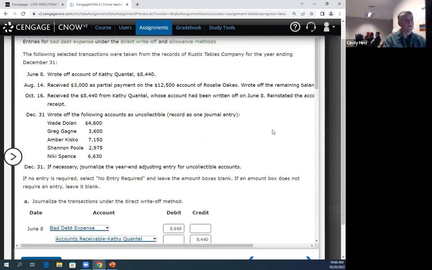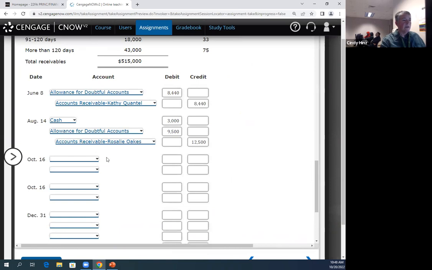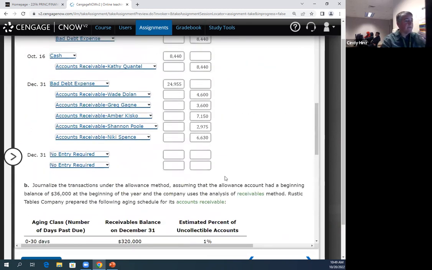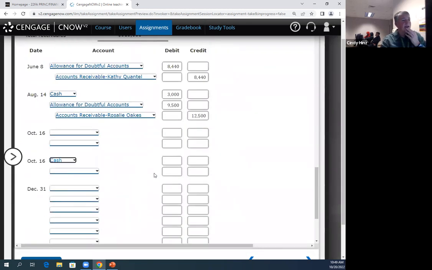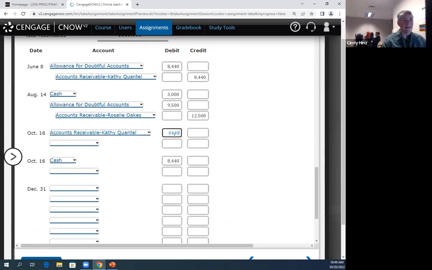October 16th. So this is where Kathy Quantel actually came back and paid us the amount that we had already written off. So again, the fact that she's paying us, I forgot there were 2 entries here. We have to report that we have that cash. We first have to reinstate the account, debiting accounts receivable. And then when we report the payment, we're going to credit accounts receivable. So again, we're doing that two-step process.